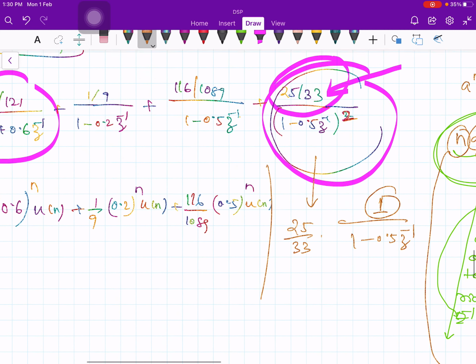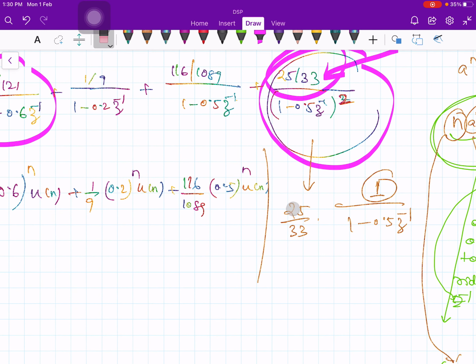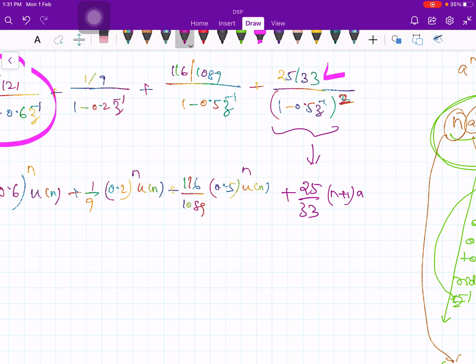where is the z transform? So this becomes plus 25 by 33. What is that? (n plus 1) times a to the n u of n. Am I correct? What is the a value? The a value is 0.5 here. 0.5 whole to the n u of n.